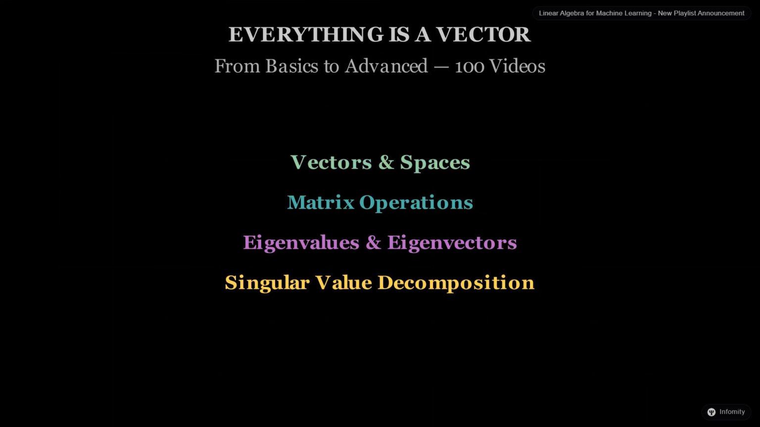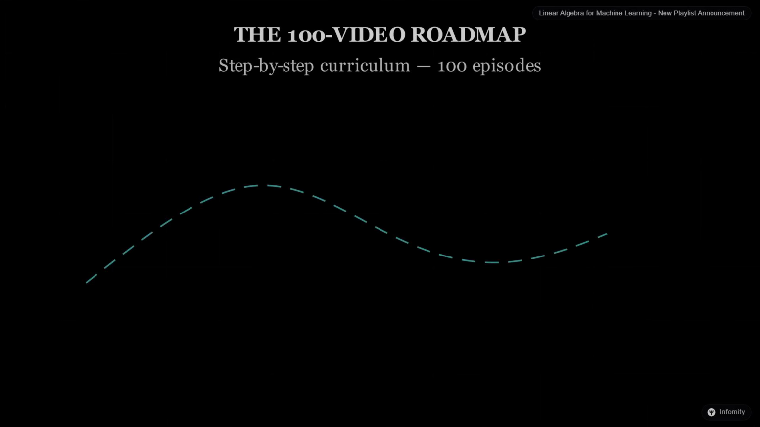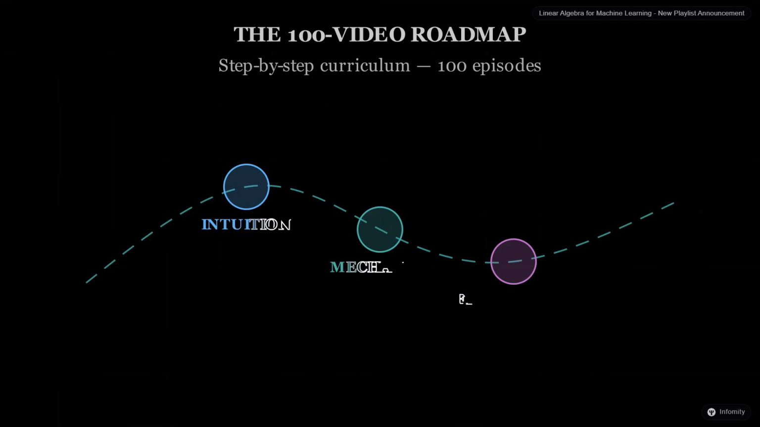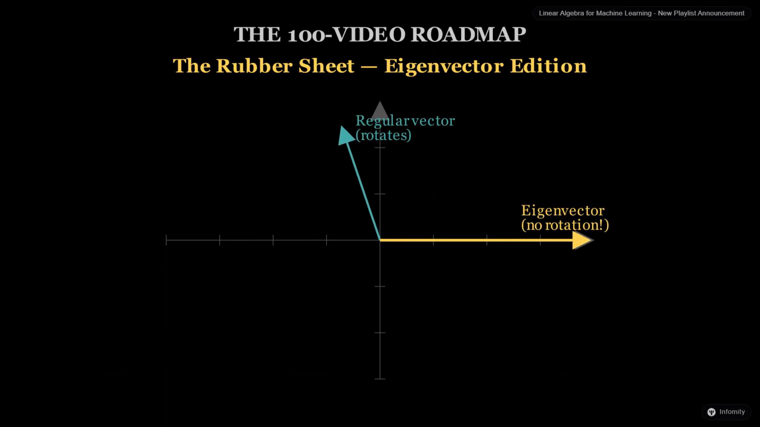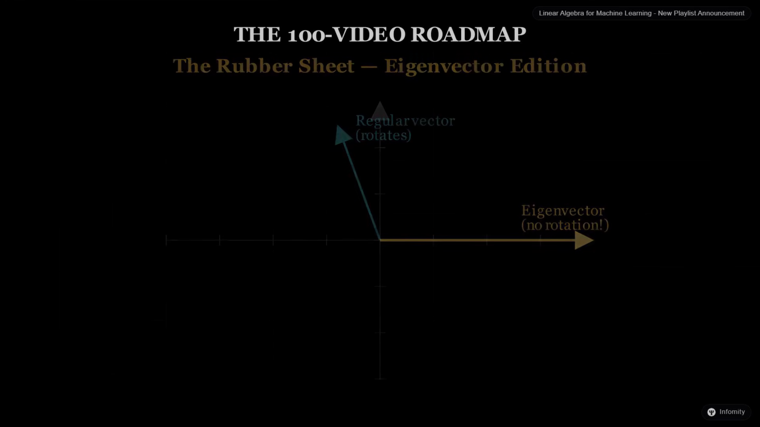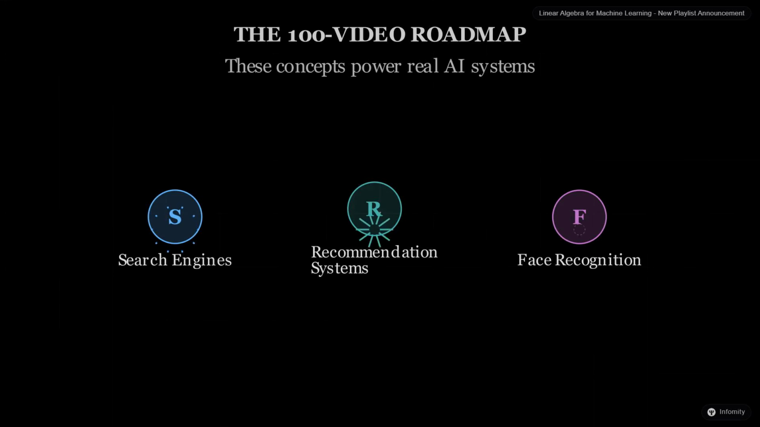This series will take you from the absolute basics of vectors all the way to advanced concepts like singular value decomposition. 100 videos sounds massive, but we have designed this roadmap to build your intuition step by step. We start with the visual intuition of vector spaces, move through the mechanics of matrix operations, and dive deep into eigenvalues. Remember our rubber sheet analogy? Eigenvectors are the special directions that do not rotate when the sheet is stretched. We will show you exactly how these concepts power search engines, recommendation systems, and face recognition.